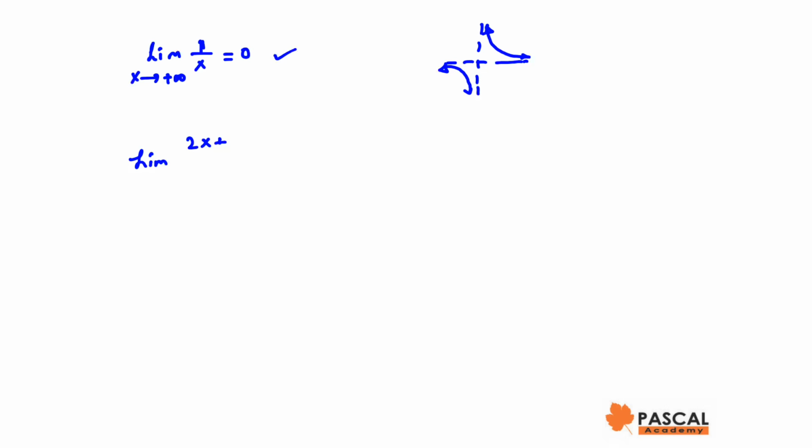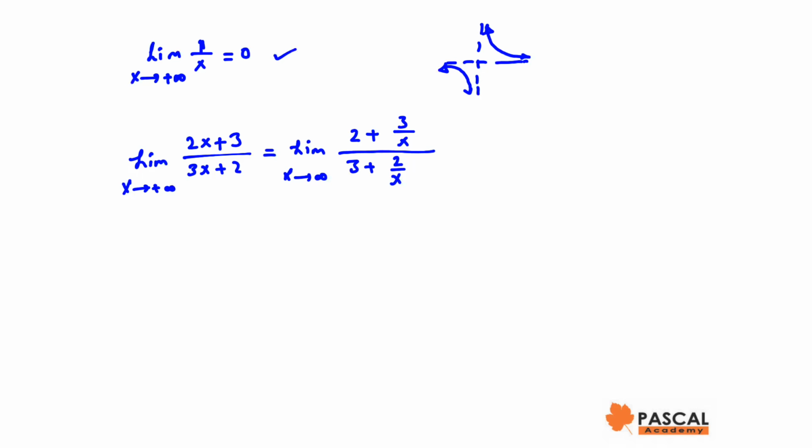Let's find the limit of 2x plus 3 divided by 3x plus 2 as x approaches positive infinity. To find this limit, we divide both the numerator and the denominator of the fraction by x. The limit would be the same as the limit of 2 plus 3 over x, divided by 3 plus 2 over x, as x approaches infinity. Since the limit of 1 over x as x approaches infinity is 0, the numerator approaches 2 and the denominator approaches 3 when x approaches infinity. This means the limit of 2x plus 3 divided by 3x plus 2 as x approaches positive infinity is 2 over 3.